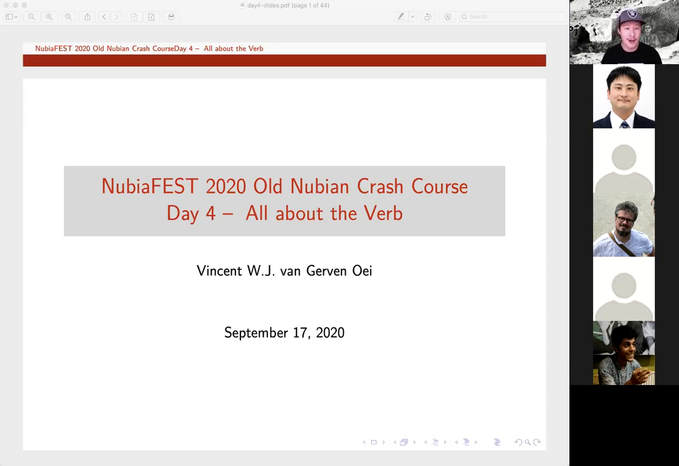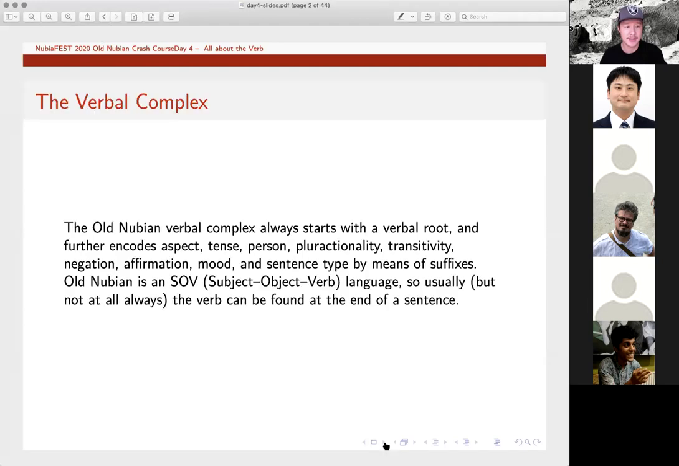Today we're gonna talk about the verb, finally. The verb is by far the most complex part of Nubian grammar. There's a whole bunch of suffixes that you can add to them and they do all kinds of different things. And today we'll discuss the main ones and their main uses. So let's just get started.